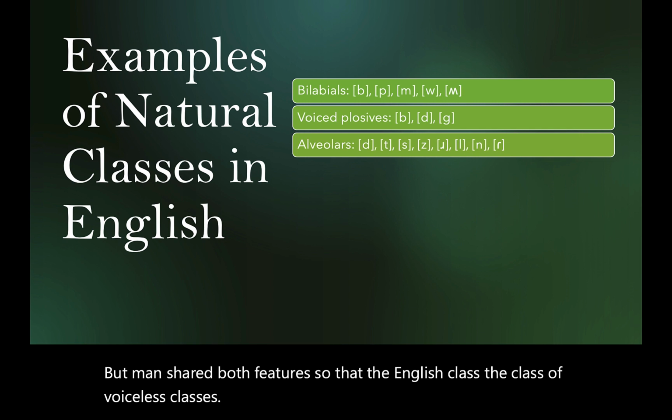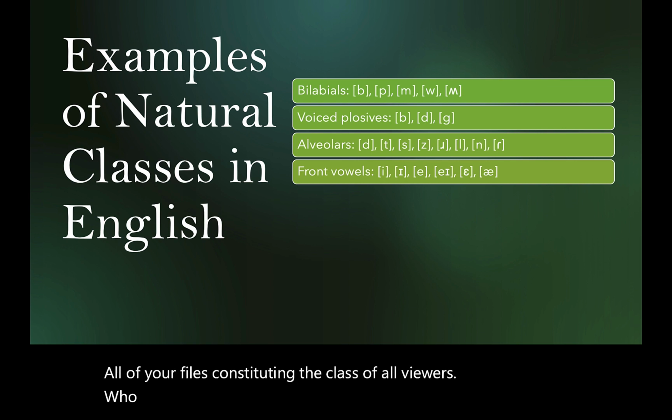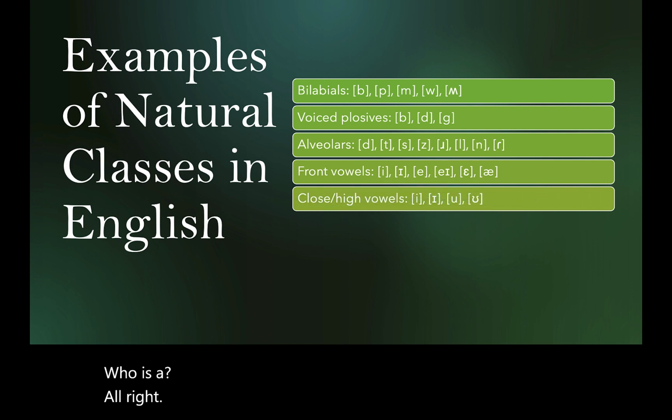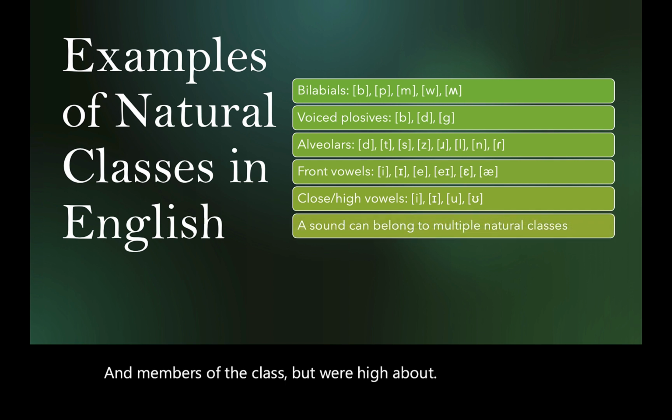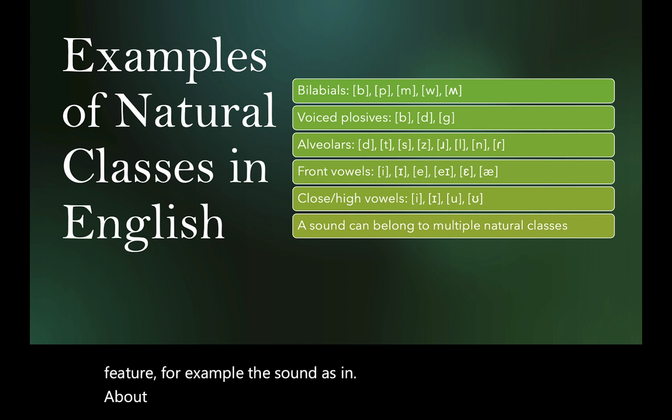t, d, s, z, l, r, n, and the flap are all alveolar sounds, constituting the class of alveolars. i and e are all front vowels. i, u, and the other close vowels are members of the high vowels. A sound can belong to any class with other sounds that share at least one feature. For example, the sound i, as in heat, belongs to the class of high vowels, the class of front vowels, and the class of tense vowels.